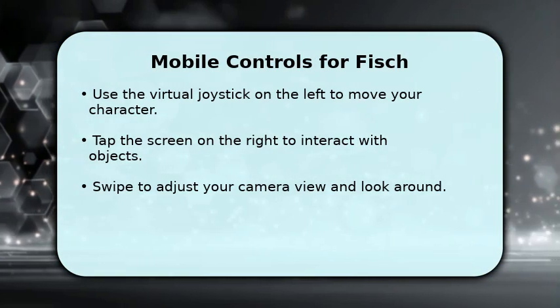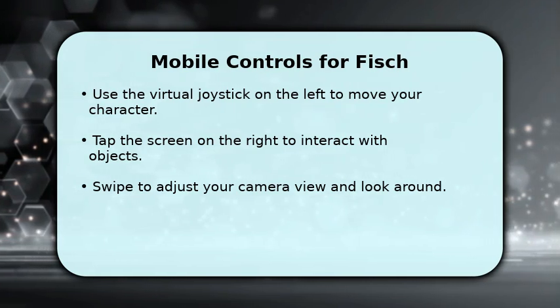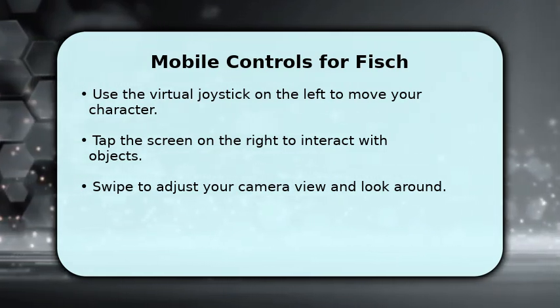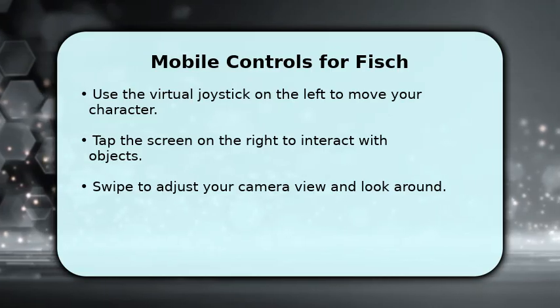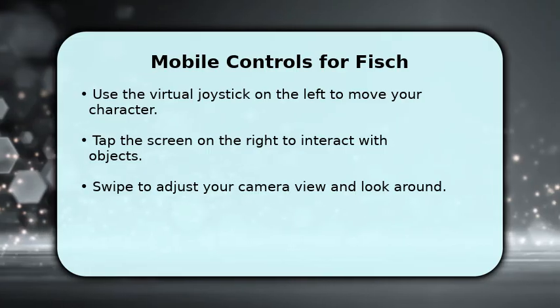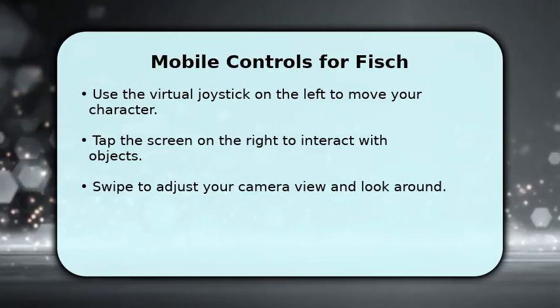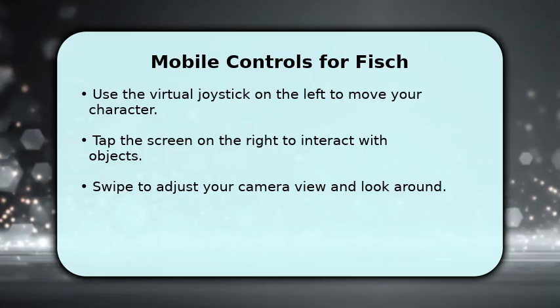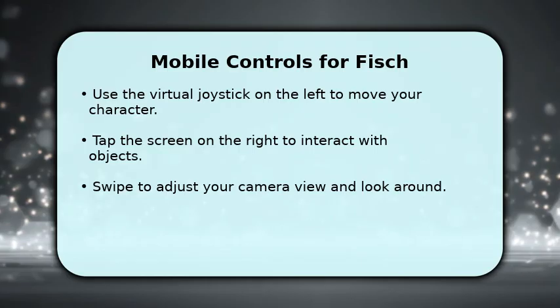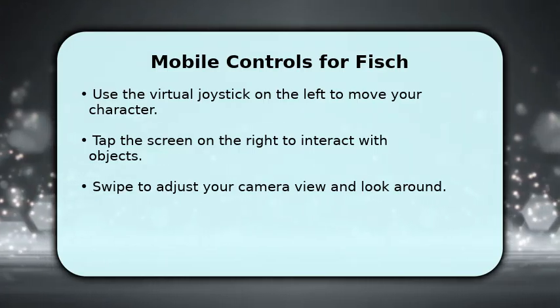Navigating fish on your mobile device is straightforward. You'll find a virtual joystick on the left side of your screen. Use it to move your character around the map. To interact with items, like casting your fishing rod or collecting fish, simply tap the right side of your screen. You can also swipe your finger across the screen to adjust your camera angle, giving you a full view of your surroundings and helping you spot those rare fish.